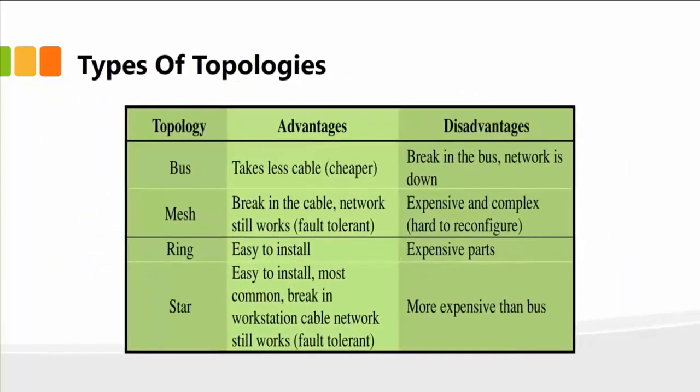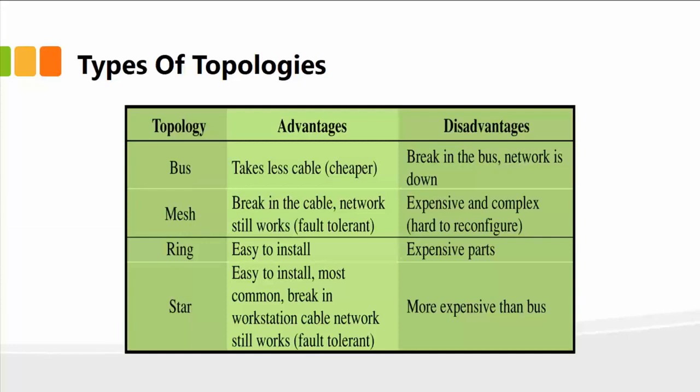So here are the different topologies with advantages and disadvantages. Let's start with the first one, which is the bus. It takes less cable, relatively cost effective, but the disadvantage is that if the bus breaks or the entire cable breaks, all of the computers that are connected to that cable would not work. The second topology is the mesh. If there's a break in the cable, your network will still work because it provides fault tolerance. The disadvantage is that it's expensive and complex and really difficult to reconfigure.